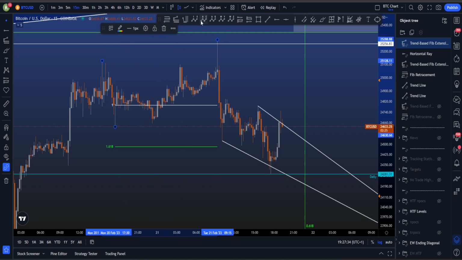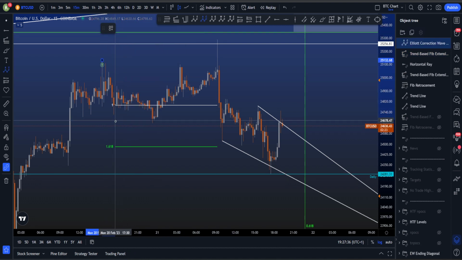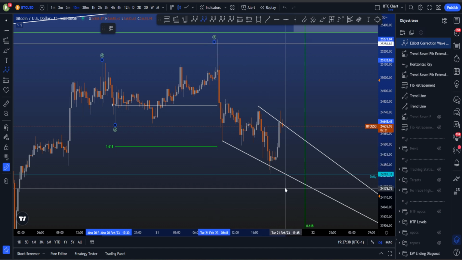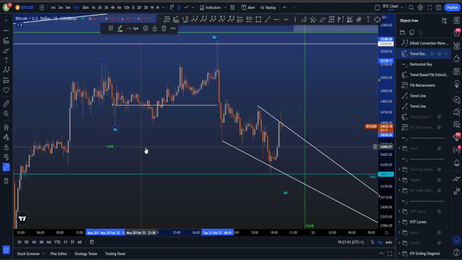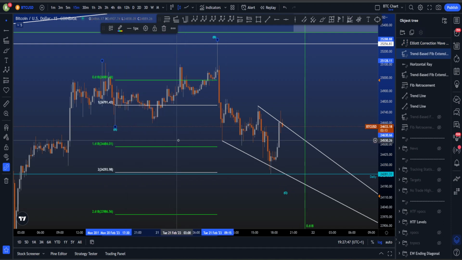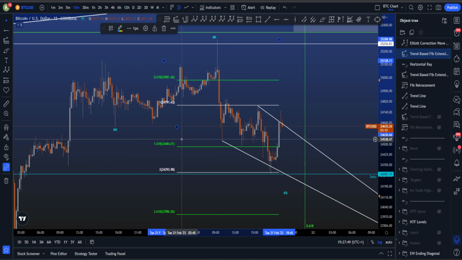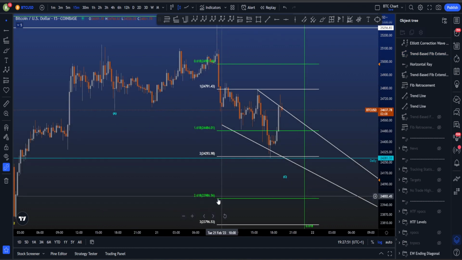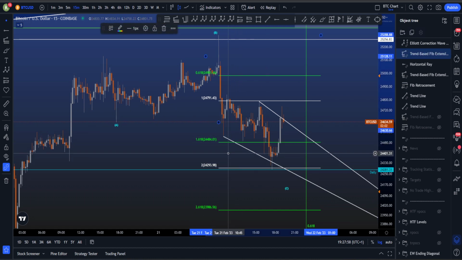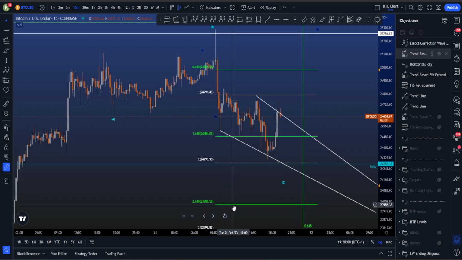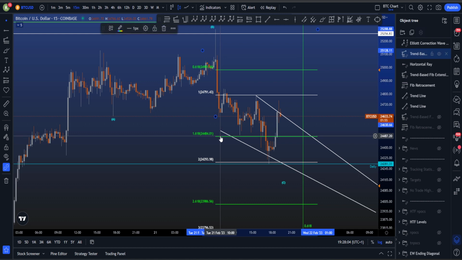We put on the target, and actually let me do this so it's quite clear what I'm looking at. So there we go. Right, so then I put on the extension tool. Targets for wave C can go all the way to the 2.618. But as you can see, the 1.618 is a very common target for a wave C. The 2.618 is more rare, and it currently hit the 2 extension over there, which is fine.